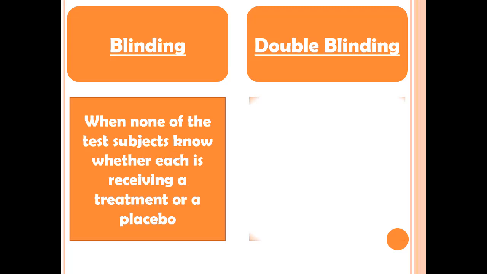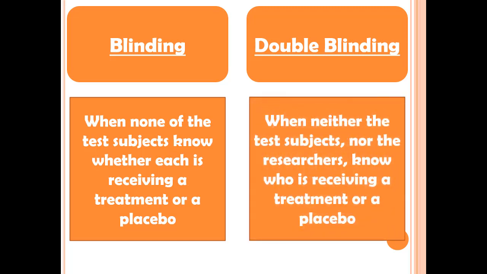Then there's the concept of double blinding. In double blinding, neither the test subjects nor the researchers know who is receiving a treatment or a placebo. So how would that work? How could you possibly run an experiment where neither the test subjects nor the researchers know who is receiving a treatment or a placebo? How do you make sure that the test subjects are receiving the real drug every day and that the control group are receiving the placebos every day if the researchers don't know who's in what group?